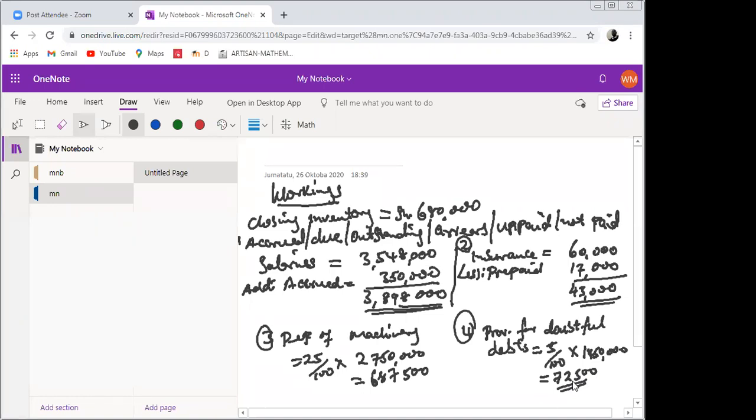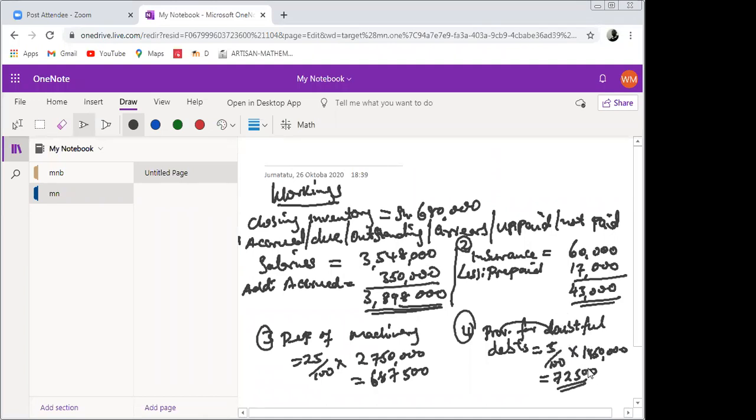Now we can go and prepare our statements as we are directed. I hope you can follow here. The accrued you add, the prepaid you less. For depreciation, you look whether it is on cost or the book value. If it is on cost, just multiply directly with the figure that you have been given on the fixed assets. Then the provision for doubtful debts.